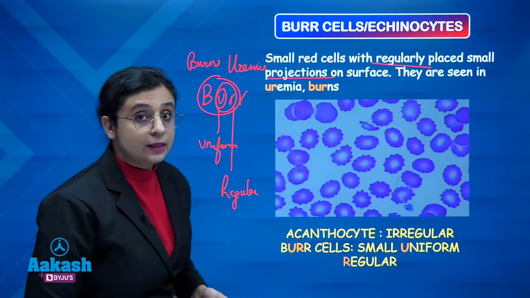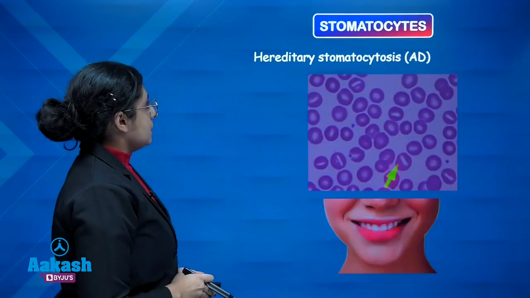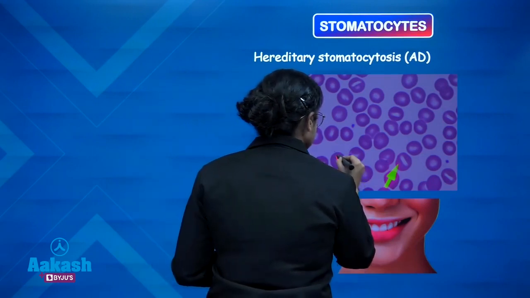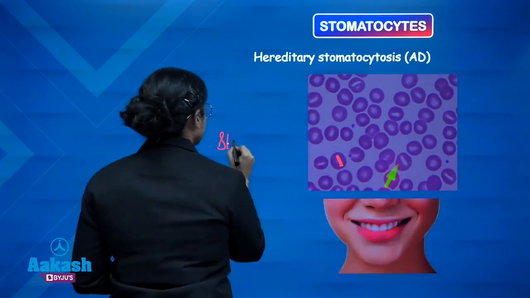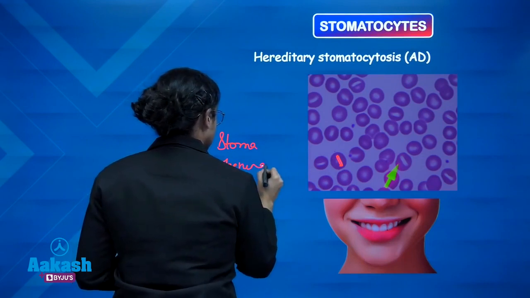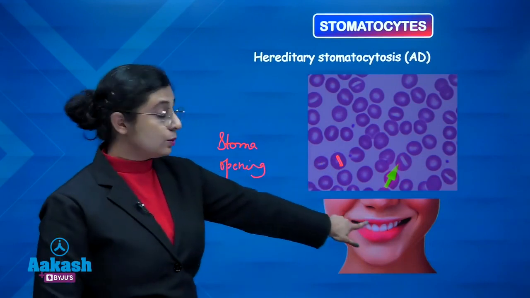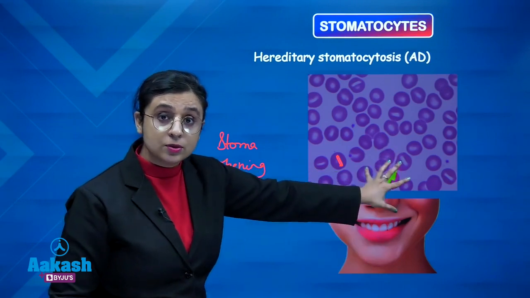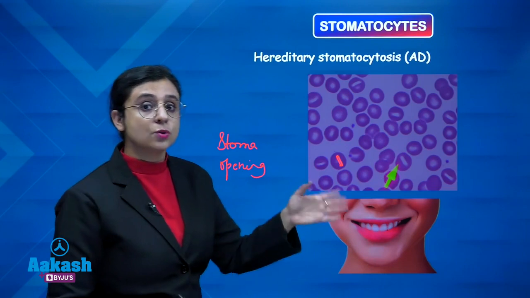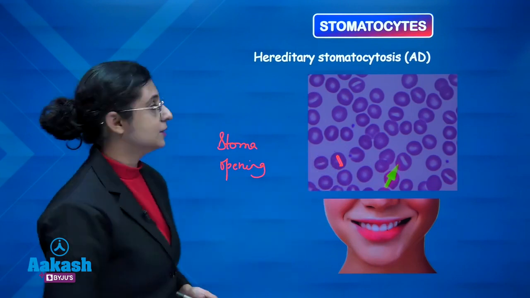Also called echinocytes. So stomatocytes, as the name suggests, it looks as if there is a central stoma. Stoma means opening. So doesn't it look similar to a mouth opening? These are called stomatocytes because there is an underlying structural defect of protein, right? It is an autosomal dominant condition.